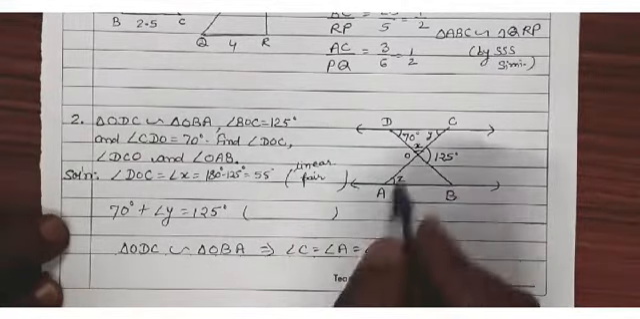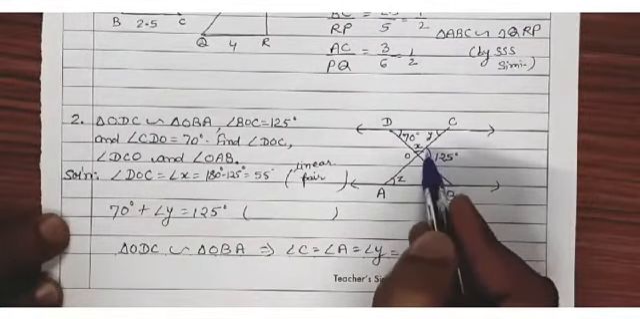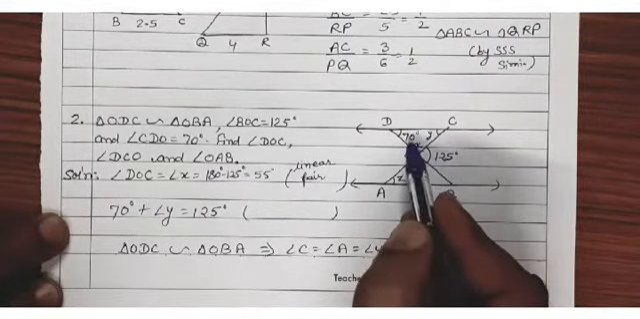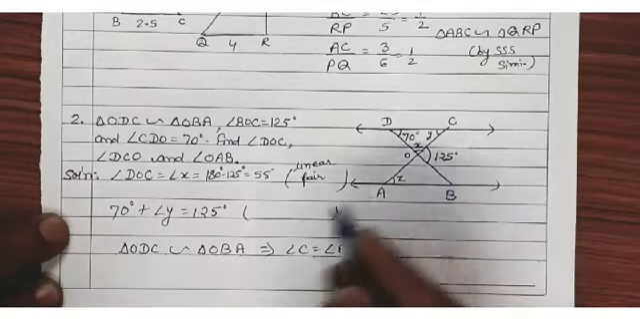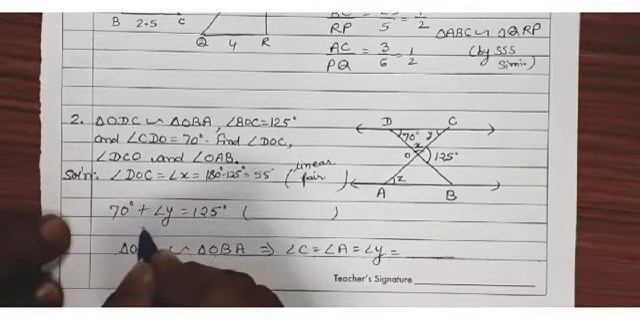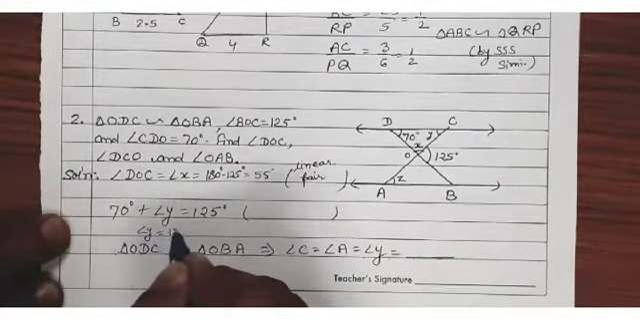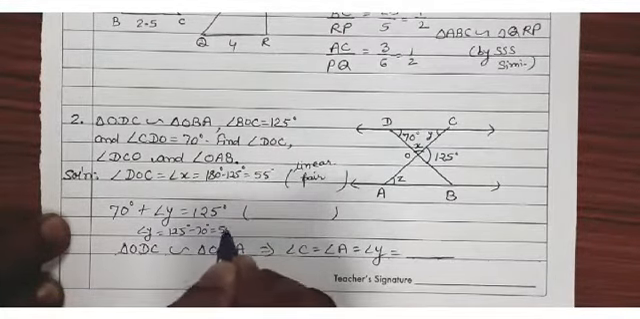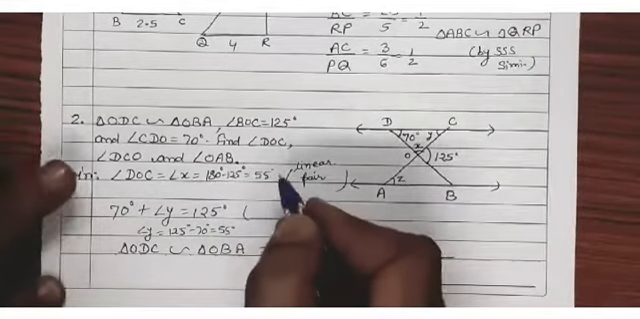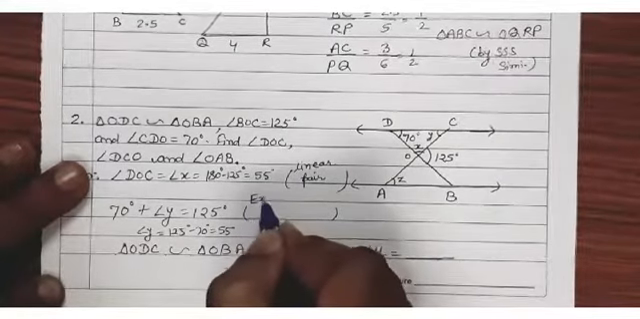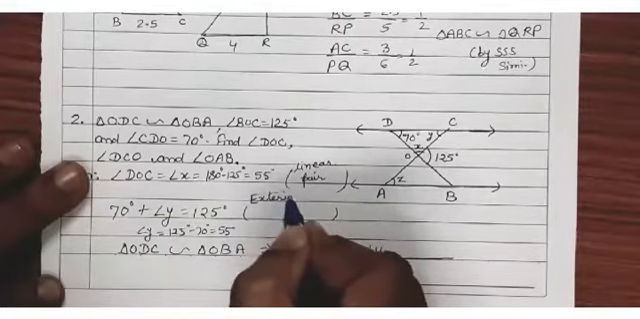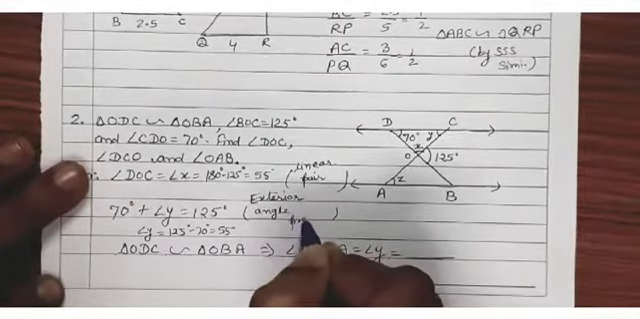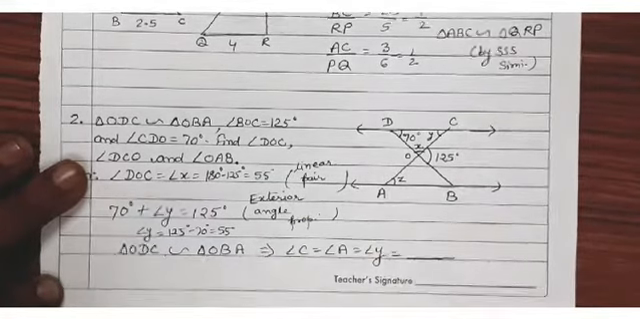Now what about this Y? This exterior angle is equal to the sum of the two interior opposite angles. It means 70 degrees plus Y is equal to 125. Then what about Y? 125 minus 70, 55. And what is the reason? Exterior angle property.